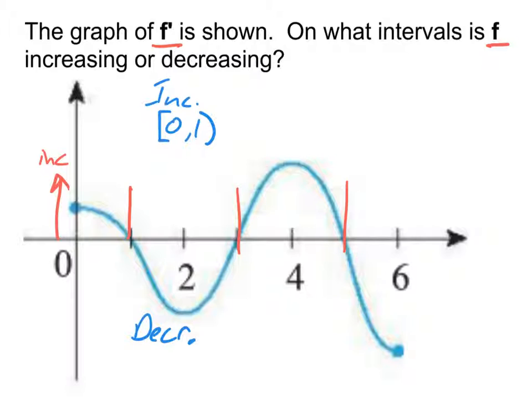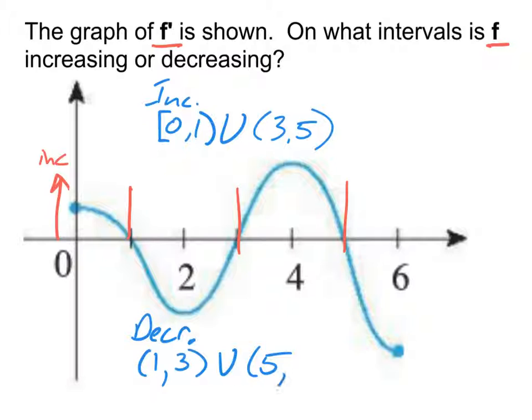And notice it's decreasing wherever our slope is negative. So that means throughout this, from 1 to 3, it's going to be negative. So it's decreasing from 1 to 3. Notice the parentheses, not brackets, because again it equals 0 at the ends. All right, next up, union. And then you go from 3 to 5. Both of those are parentheses. And then for decreasing, we go back negative down here. And so that is a union again from 5 up to 6.